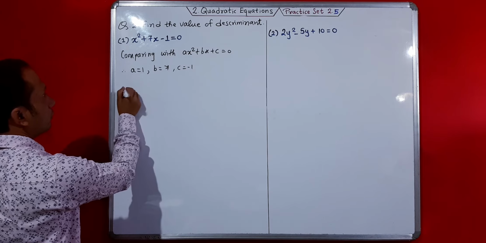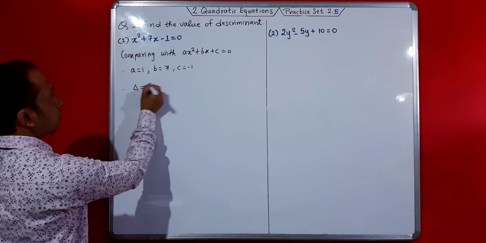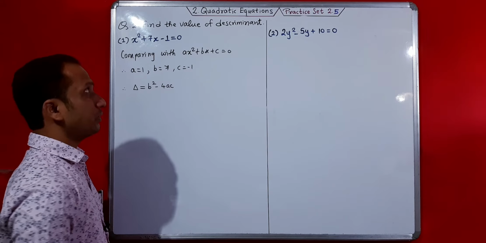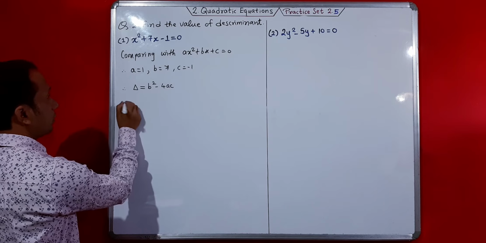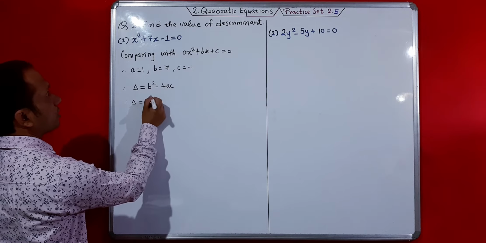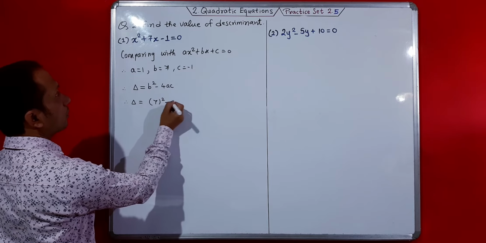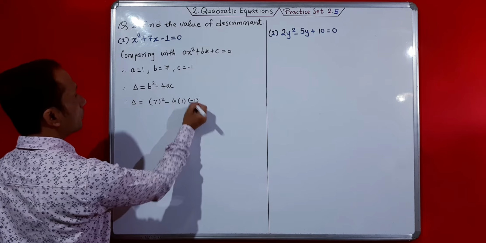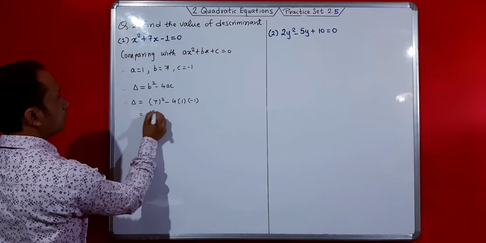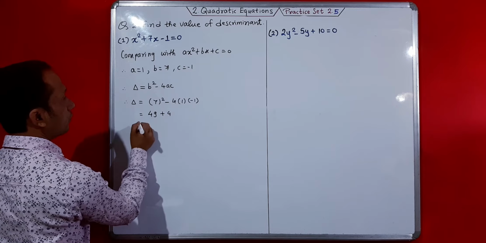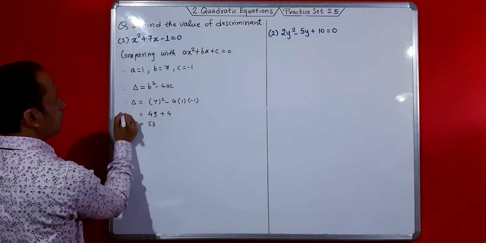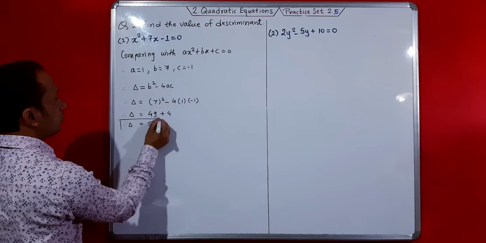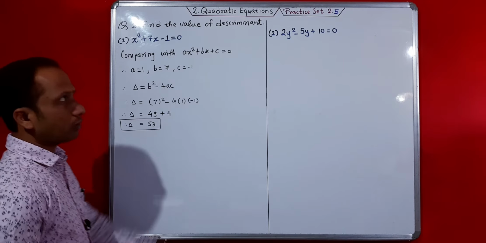Therefore delta is equal to b square minus 4ac. This is known as discriminant. Delta is equal to b square, means 7 square, minus 4 times a, which is 1, and c is -1. It is 49 plus 4, so it is 53. Therefore the value of discriminant is 53. In this way you have to solve this. This is the first problem, and now come to the second.